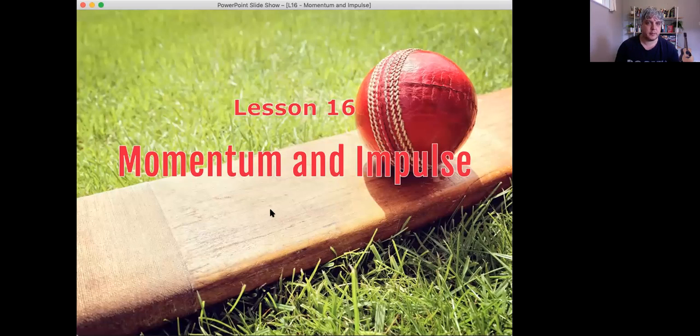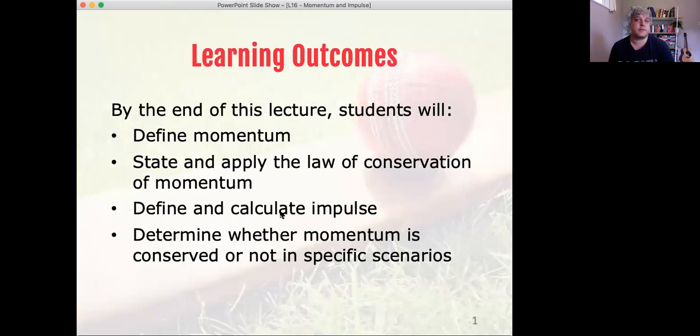Lesson 16, momentum and impulse. Our goals are to define momentum, state and apply the law of conservation of momentum. That should be pretty easy now that we understand conservation from our energy discussions. Define and calculate impulse, and determine whether momentum is conserved or not in specific scenarios.